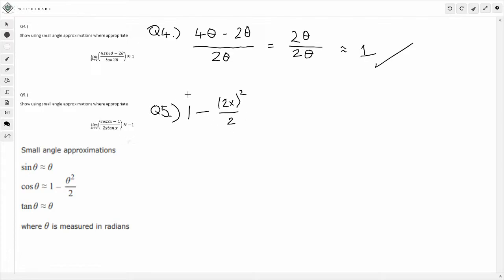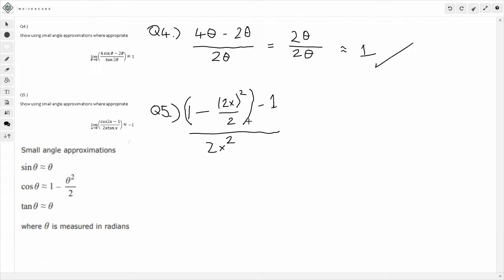Sorry, not just yet. Let me just do this in brackets. We've got a minus 1 at the end as well. Don't forget the minus 1. I nearly missed it. And this is all divided by 2x times tan x. Well, tan x will be approximately x. So that's 2x times x. That's 2x squared.